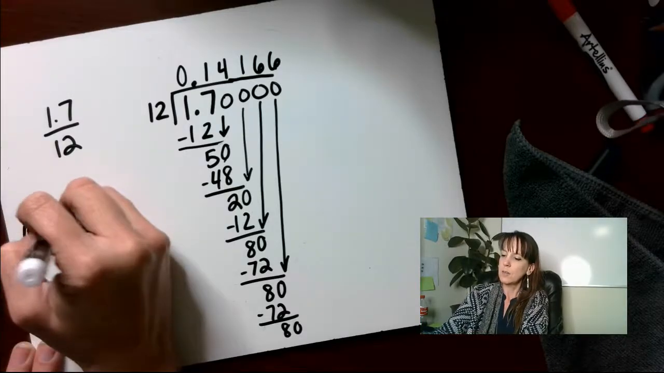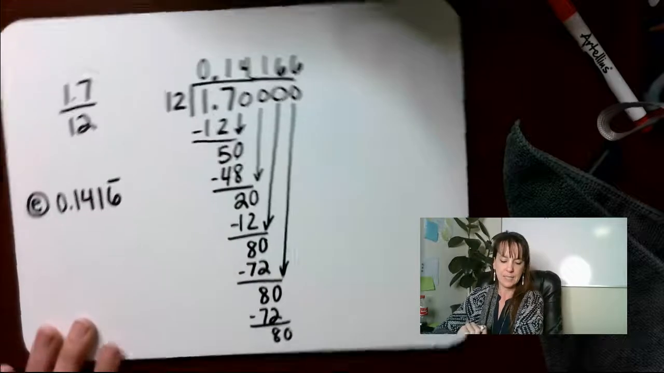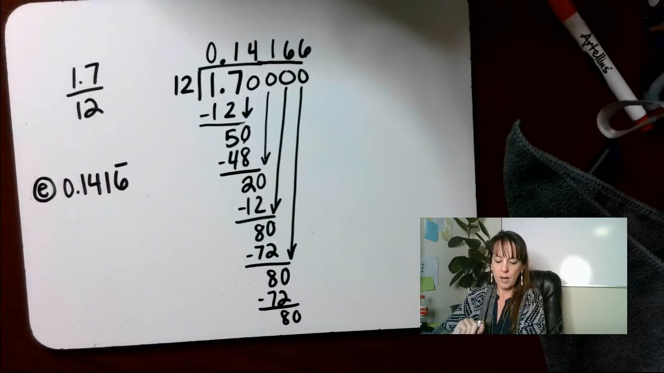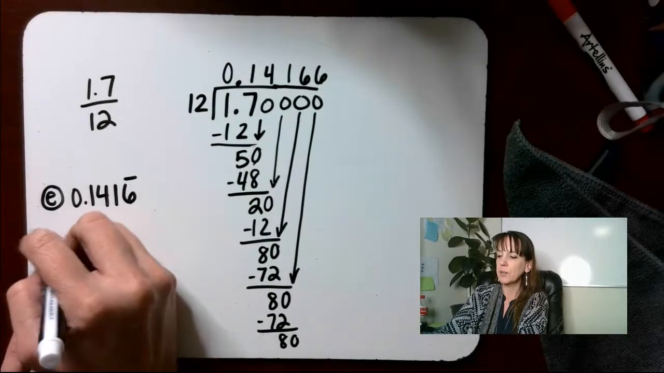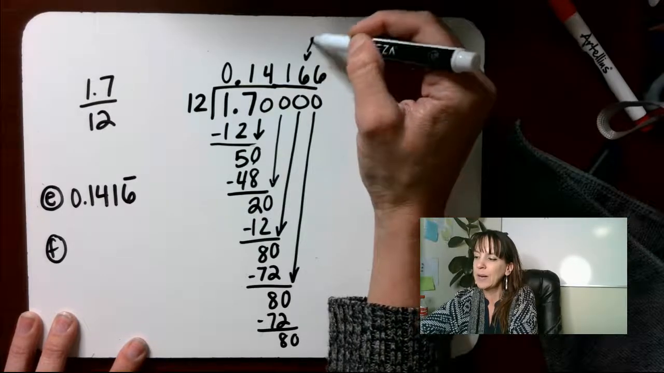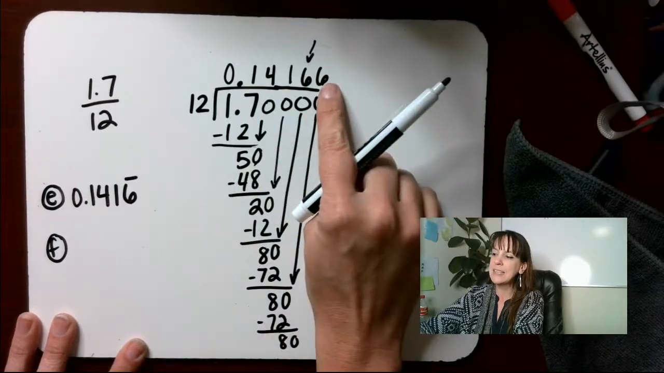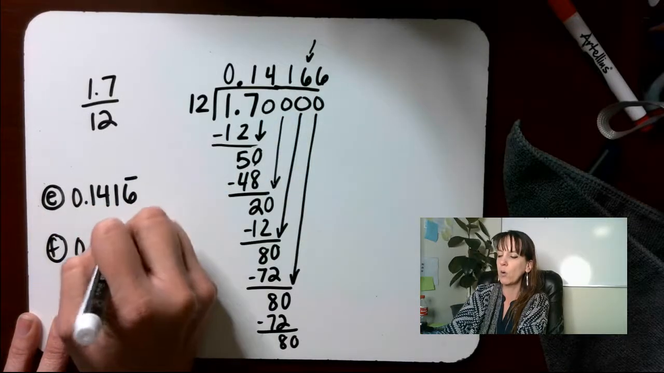So that's 0.1416 with a line over it like this. For F, rounded to 4 decimal places. So for F, we're going to round to 4 decimal places: 1, 2, 3, 4. We want to round to that decimal place, which means this guy is 5 or greater, so that's going to be boosted up. So it's going to be 0.1417.